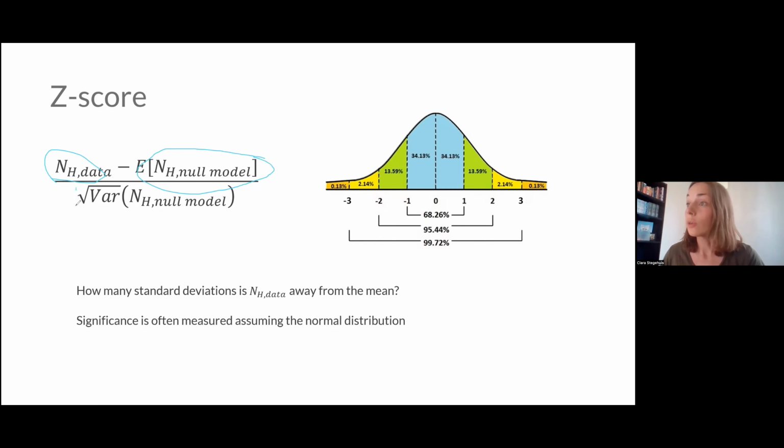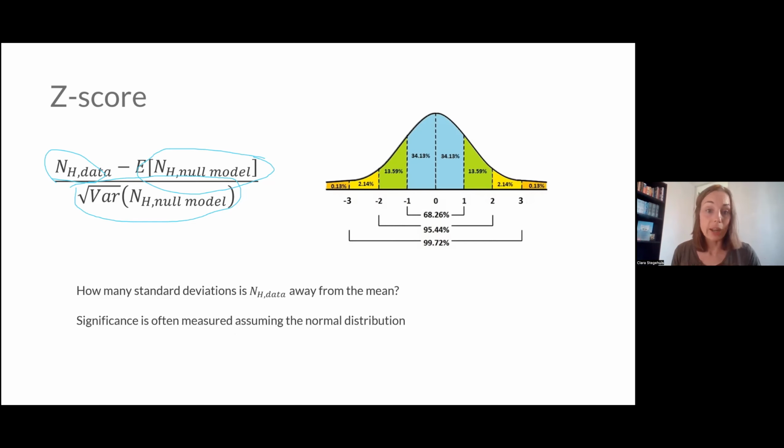And usually we also divide by the variance of what you see in a null model, because if in a null model you see hugely different triangle counts, then it's also more likely that what you see in your data is just because of random fluctuations. And the intuition is that this is related to the fact that you assume that in your null model, the triangle count would follow a normal distribution.